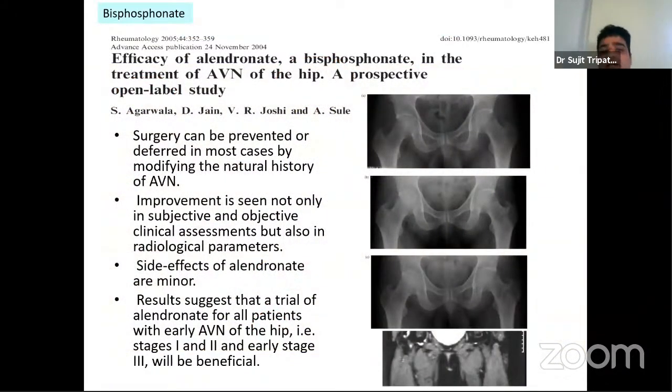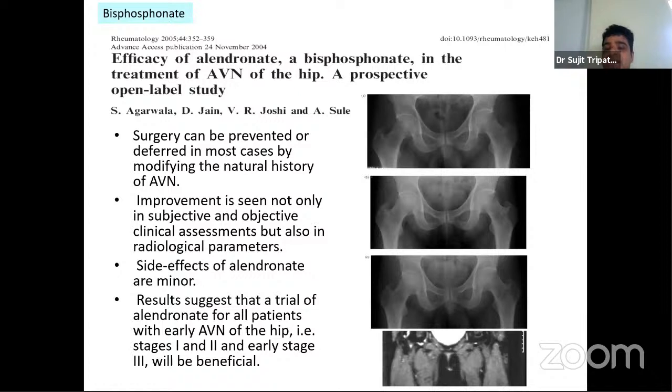We all know Dr. Sanjay Agrawala. He has widely popularized the drug bisphosphonate, and you can say that he's the pioneer of the use of alendronate, particularly in osteonecrosis of the femoral head. He himself has mentioned that he has published almost 4 to 5 articles on AVN, particularly with the use of alendronate in that disease.